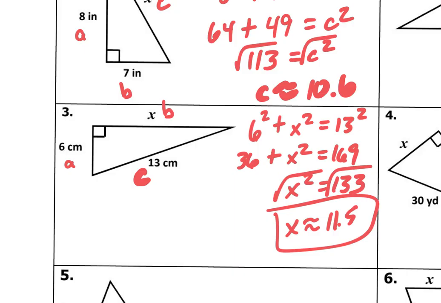Okay, and we always want to make sure our answer makes sense. 13 is the biggest side, 11.5 is definitely less than that. So as long as it's less than that, then that would make sense with what we've got.